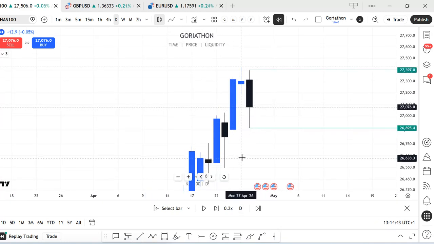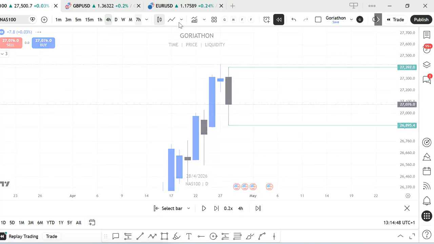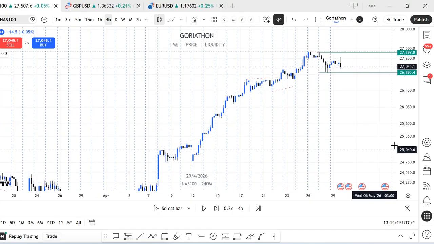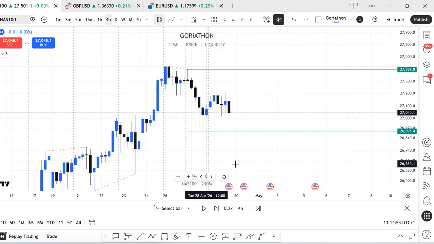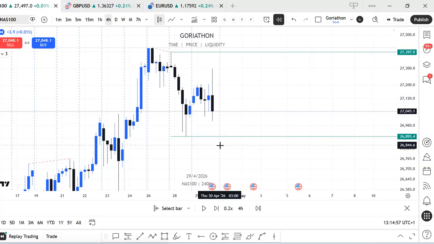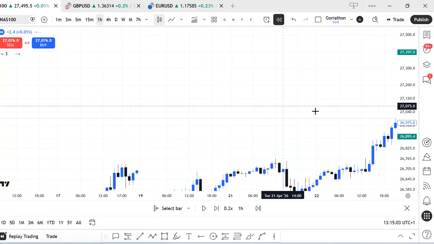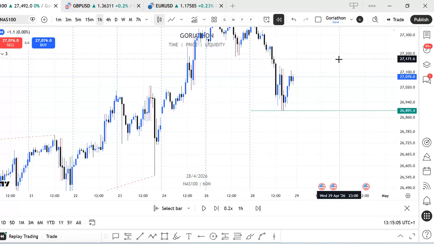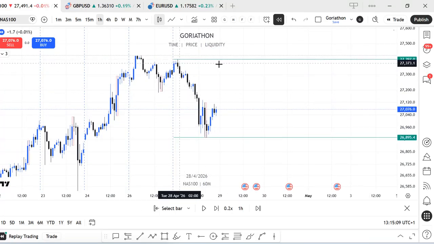So high, low, and then 4 hour. So nothing clear on the 4 hour, as you could see. Just jump to 1 hour. Right. Nothing on the 1 hour. So you know the daily high and the low.